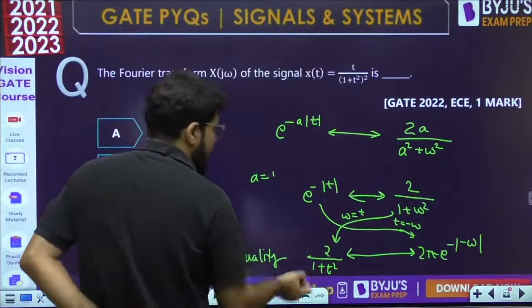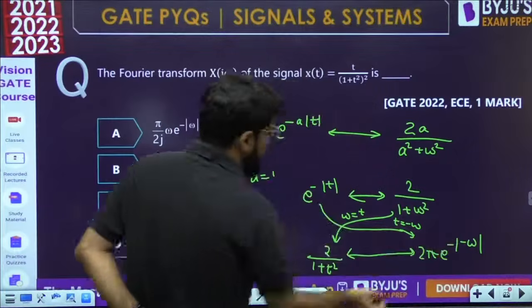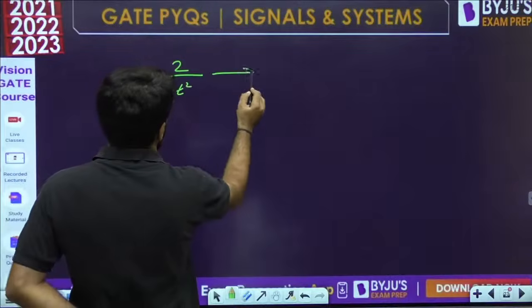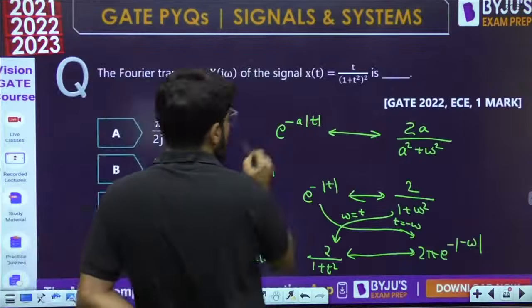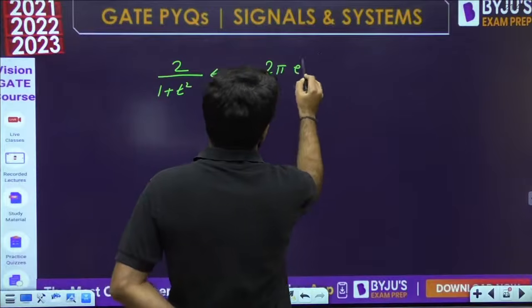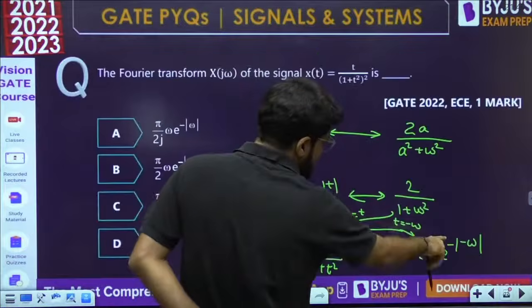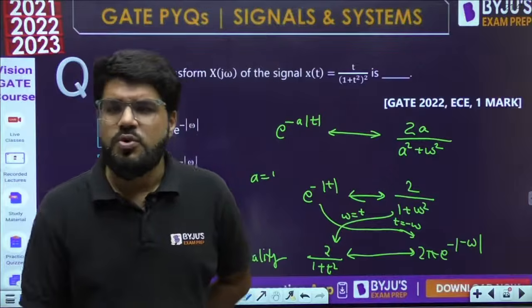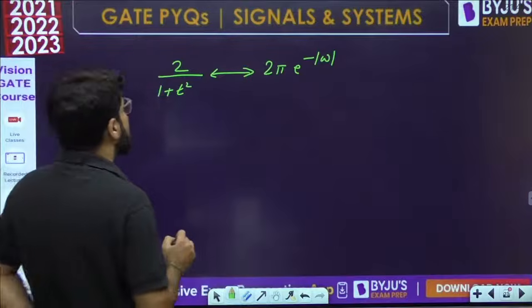Let us rewrite this. Ultimately, modulus is an even symmetric function. So 2 upon 1 plus t square has the Fourier transform equal to 2 pi e raised to the power minus mod omega, because this is an even symmetric function. What is the modulus of minus 1? It is plus 1. There is no sense of minus inside mod. We can say it this way too.